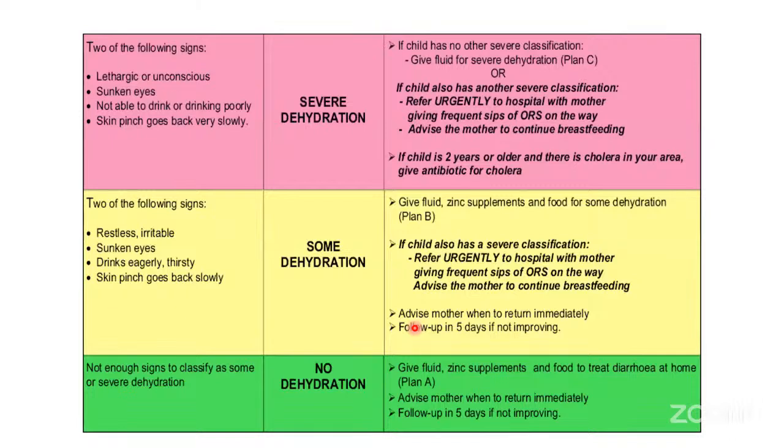So any child lethargic, sunken eyes, not able to drink properly, skin pinch goes very slowly, severe dehydration, refer immediately. If the child is restless, irritable, sunken eyes is there, but drinks eagerly, thirsty, not lethargic, skin pinch goes back slowly, then it is some dehydration. You can manage with plan B correction. And if there are no signs of dehydration, then there is no dehydration. You can give oral fluids and zinc.